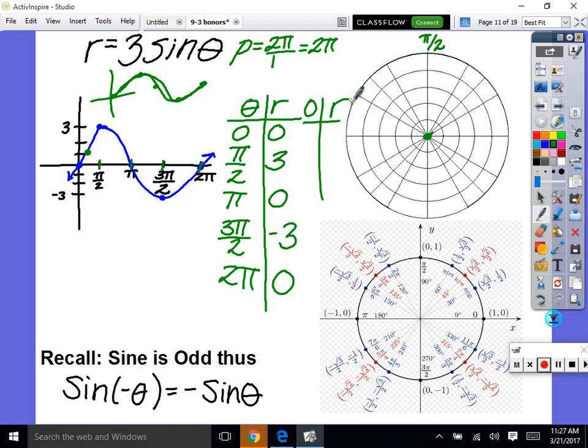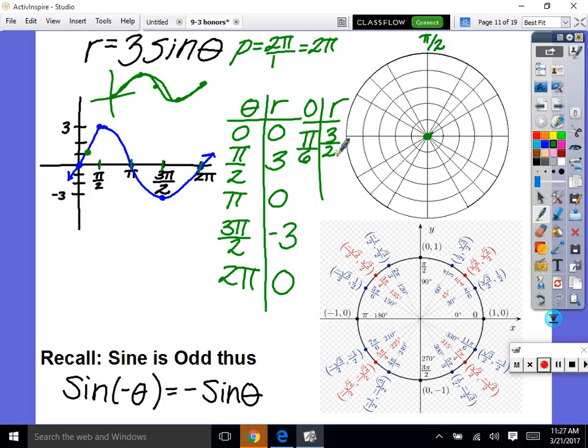At pi over 6, so type it, like think about this. It says 3 times sine at pi over 6. So what's sine at pi over 6? 1/2, correct? So 3 times 1/2 is 3/2, which is 1.5.